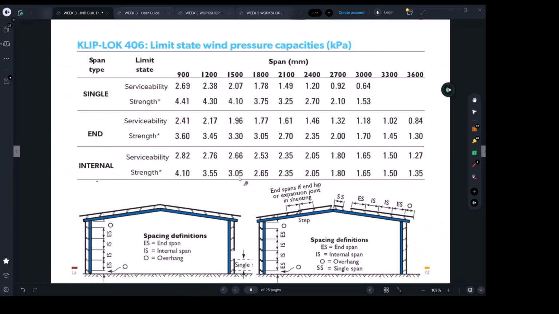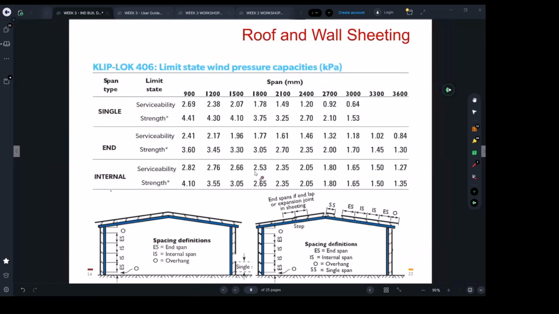Any question about this table? So again, this table, you can use it to decide whether this type of sheeting is acceptable or not. The question, like in real work, is to find the most economic sheets to use. Let me see if we have more examples.